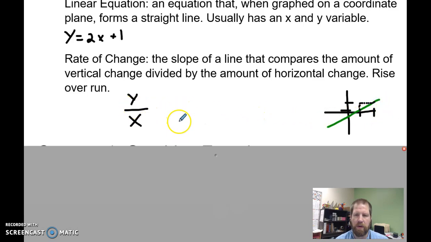So it came up 4, and it went over 8. All right. That's my slope. And I can simplify this to 1 over 2. But that's going to be my slope. That means that if I am looking at one point to find another point on my graph, I can go up 1 and 2 over to the right.